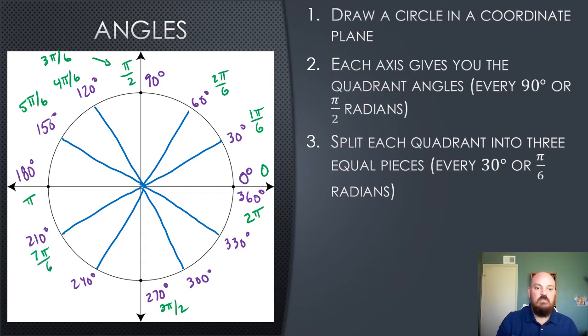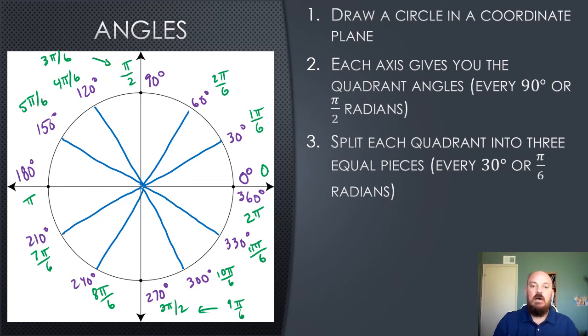This is 7 pi over 6, 8 pi over 6. That one right there is 9 pi over 6. This is 10 pi over 6. This is 11 pi over 6. And the 2 pi is 12 pi over 6. I don't really have room on the edges for those. But let's go through and reduce each one.